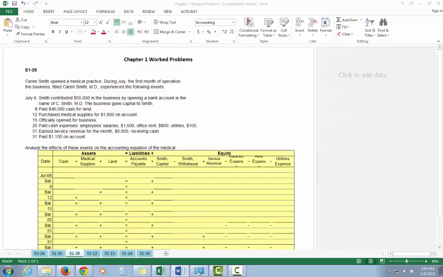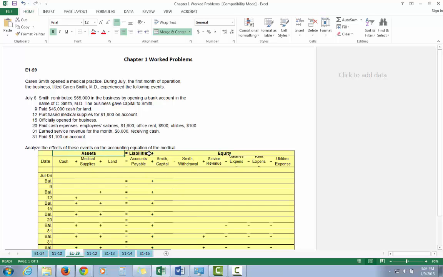So now we're going to look at exercise 1-29. Exercise 1-29 is on page 42 of your text. And in this one, we're looking at the accounting equation again, and how transactions affect this accounting equation. All right. So we've already got it set up here.